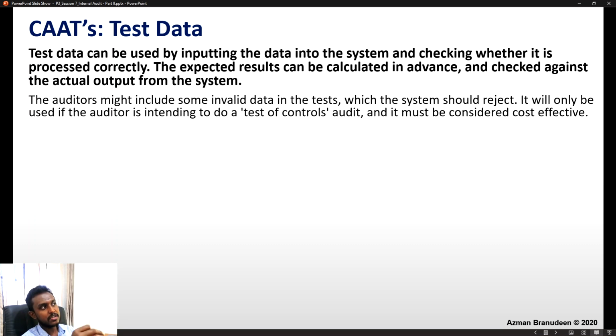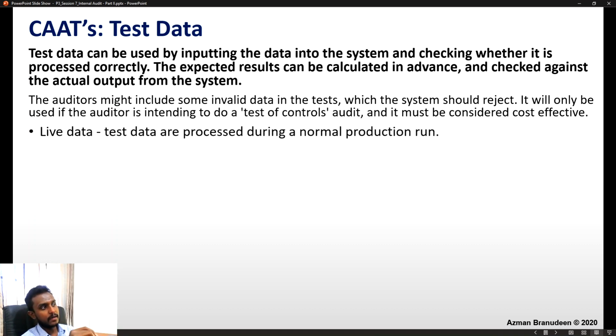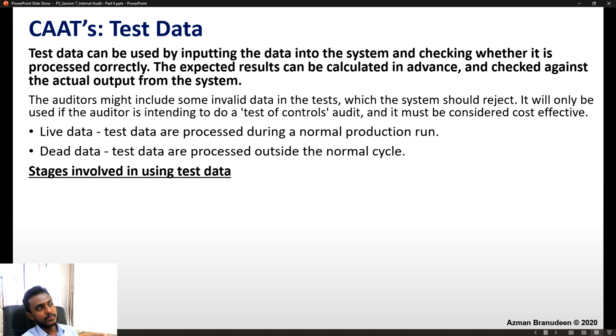It will only be used if the auditor is intending to do a test of controls audit, and it must be considered cost effective, as always. Live data is when test data are processed during a normal production run. That is when you use live data. Dead data is when you do the testing processed outside the normal cycle, that is just available, which are not currently being utilized.